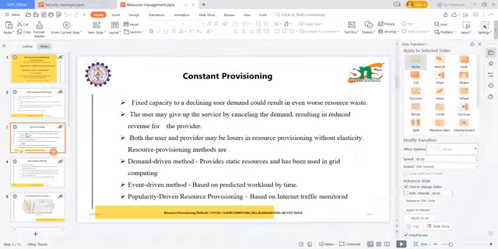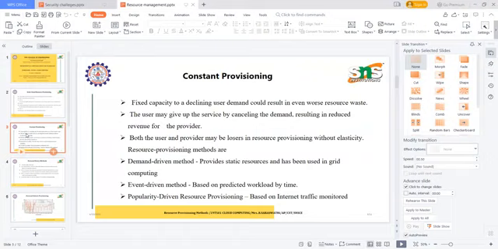Constant provisioning. The fixed capacity with declining user demand in the cloud results in even worse resource wastage. Both the user and provider may incur losses in resource provisioning without elasticity. The resource provisioning methods are the demand-driven method, event-driven method, and popularity-driven resource provisioning method.